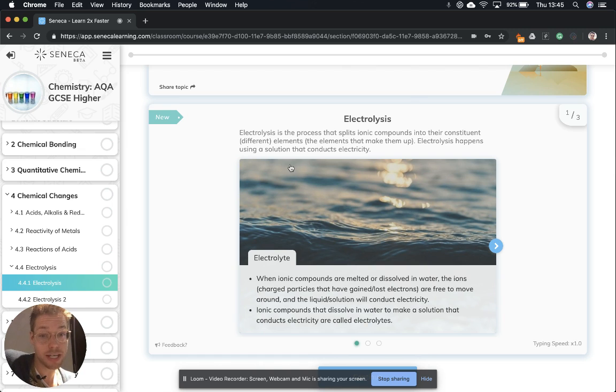Basically, it's just a process that splits ionic compounds into their constituent elements. And when an ionic compound is melted or dissolved in water, it means that the ions that make it up are now free to move around. And ionic compounds that dissolve in water to make a solution are called electrolytes. And you might see that word on stuff like Lucozade bottles or sports drink bottles because they're full of electrolytes.